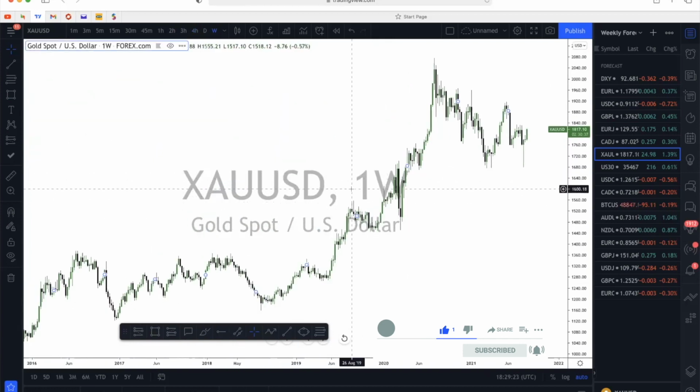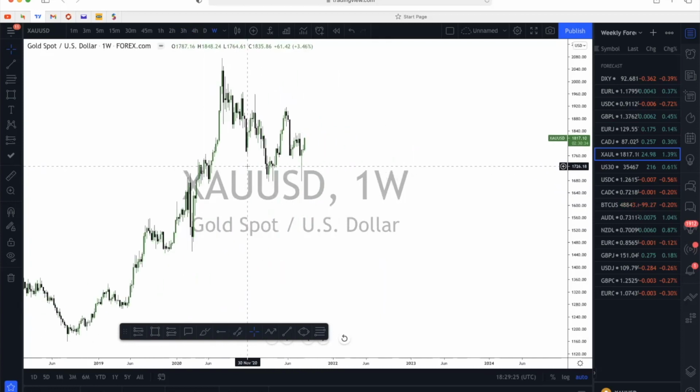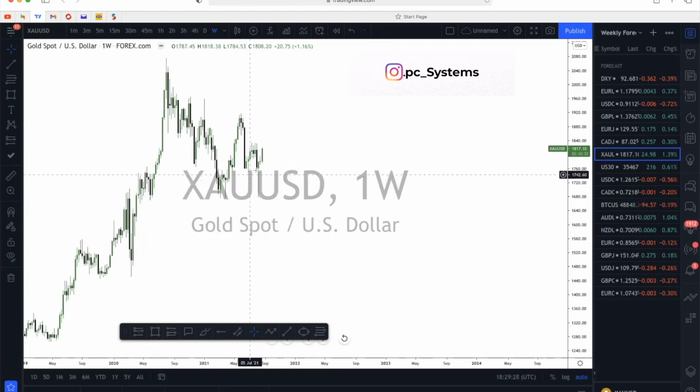Let me see weekly time frame. This pair is definitely up on the weekly time frame. We have that impulsive move. So we have this particular zone that can still be taken out.